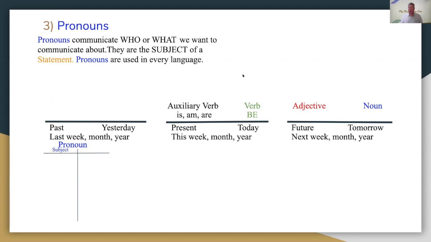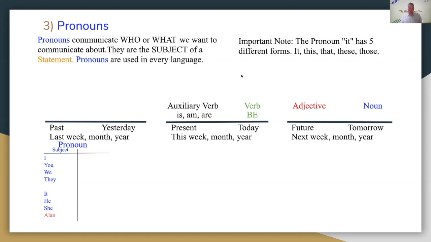The first kind of pronoun is the subject pronoun. I, you, we, they. He or it. He, she, and Alan. Now, the pronoun it has got 5 different forms. It, this, that, these, those.